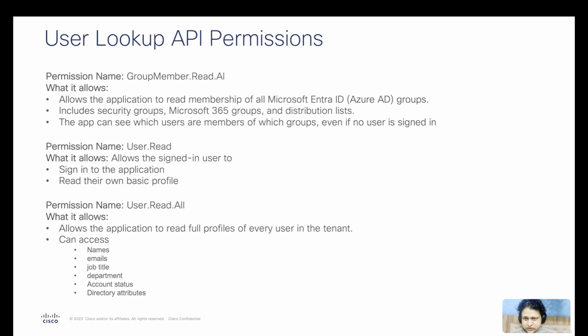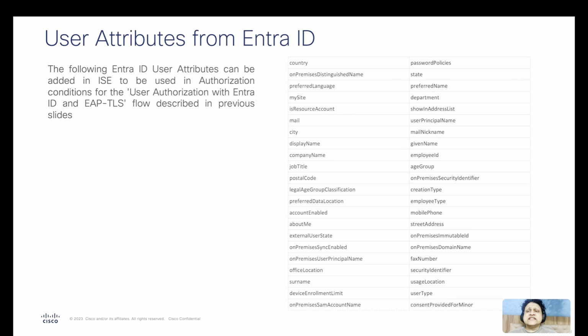The next is User.Read. It allows ICE to sign in the user and read their own basic profile. The next is User.Read.All. It will allow the application to read full profiles of every user in the tenant. So these are the user attributes we can fetch from the Entra ID. These user attributes can be used in the authorization policy to authorize the users in a more granular way. But note that to use these user attributes in the authorization profiles, Cisco ISE must have the Premier license.